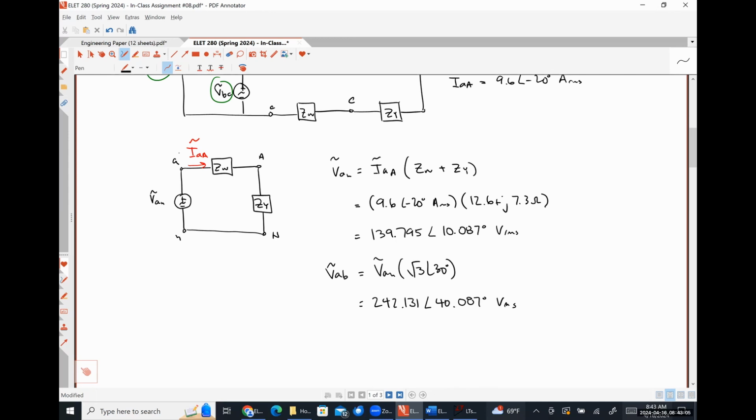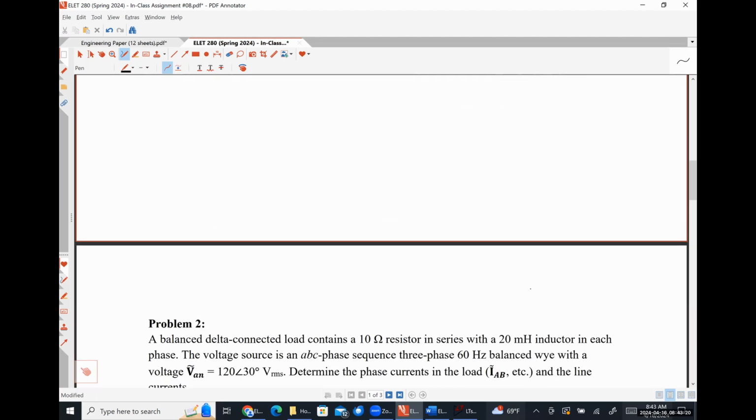So this was us using our single phase equivalent circuit to determine something that literally doesn't exist on our single phase equivalent circuit because now we know how those transformations work. Okay. So let's look at problem 2.